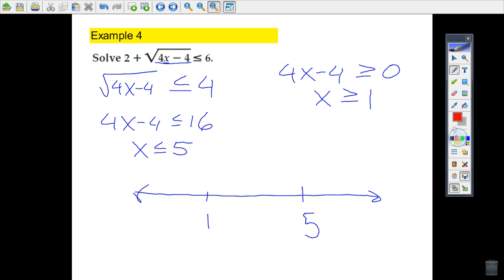Well, what's a number less than or equal to 1 that's easy to plug in? 0. So let's do that. 4 times 0, 0. 0 minus 4, can I take the square root of negative 4? No. So 0 doesn't work, which means all of the numbers to the left of 1 don't work.